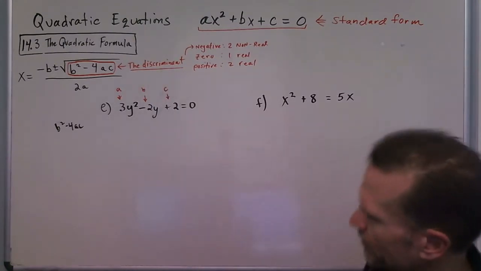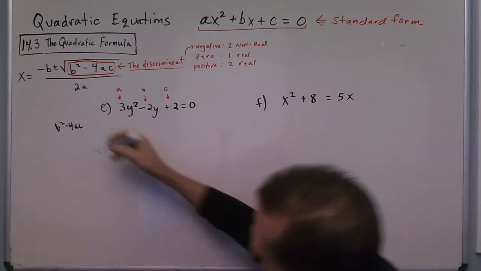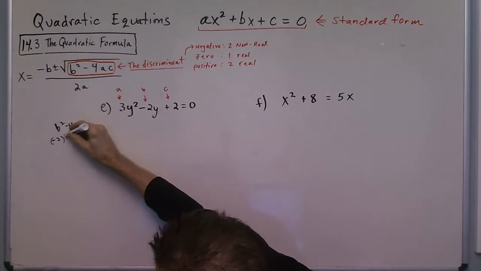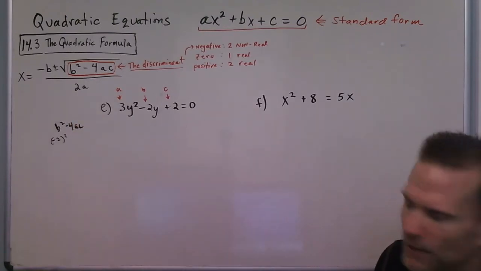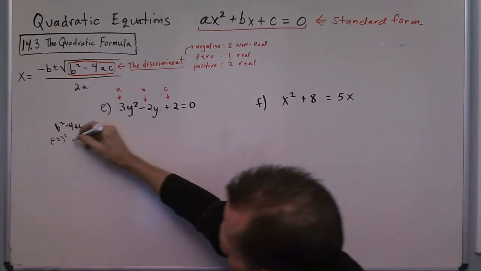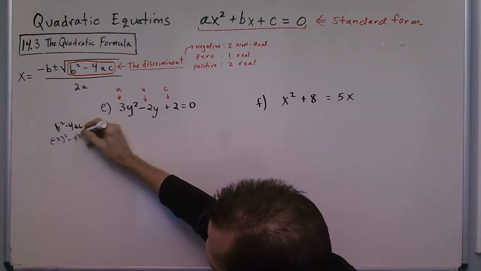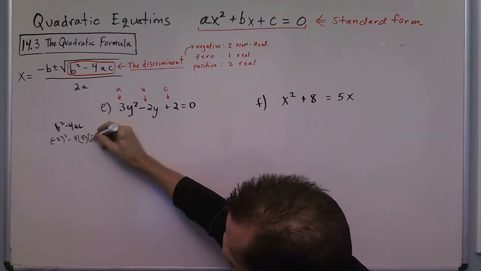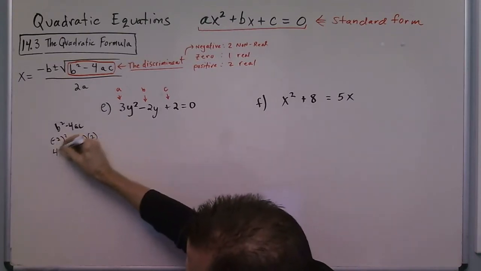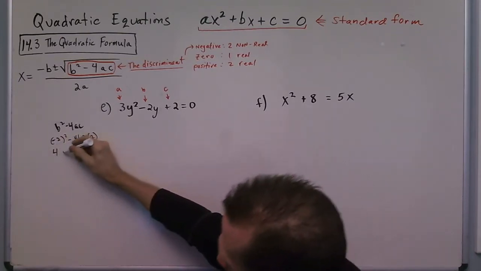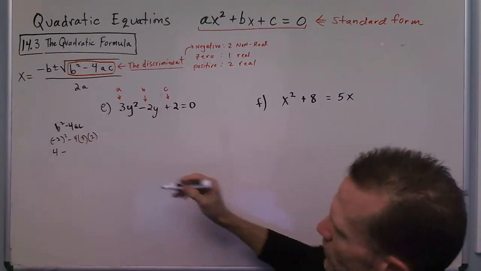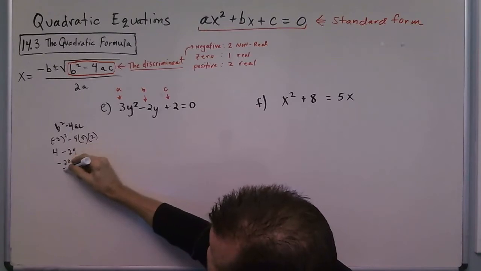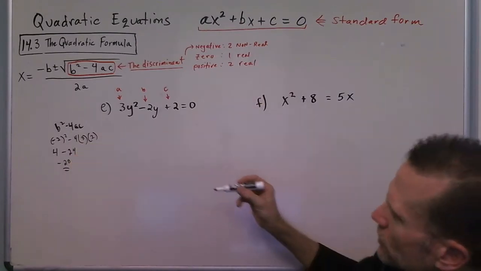Okay, so our b value is -2. Be careful here. When you square -2, you have to remember that you're squaring -2 that way. It's going to be a positive number. And then -4 times 3 times 2. So we have 4 minus 24 equals -20. So I'm going to have two non-real solutions.